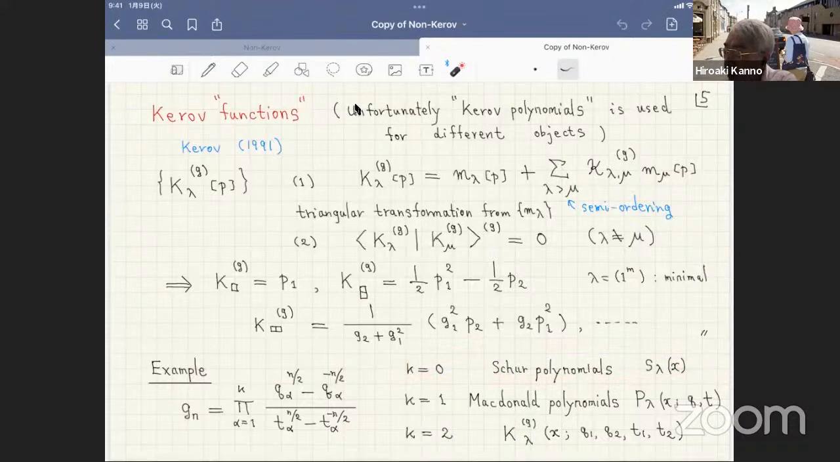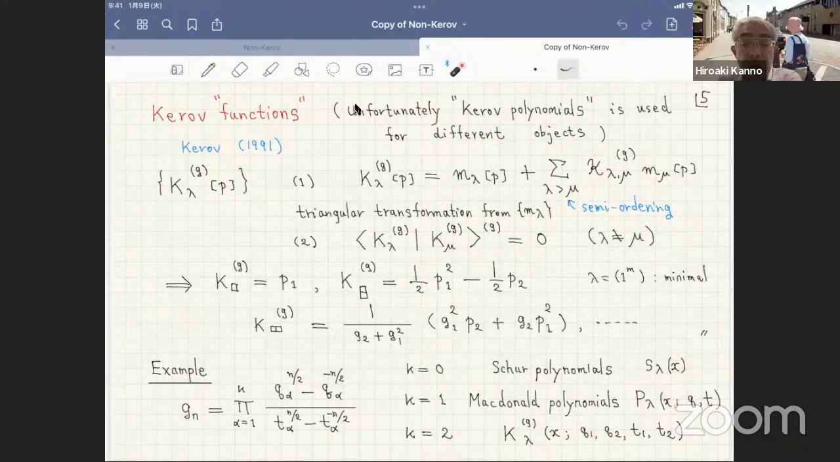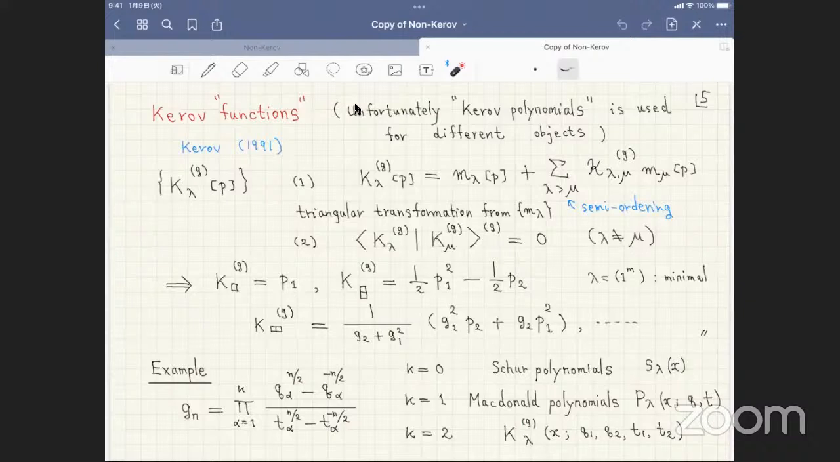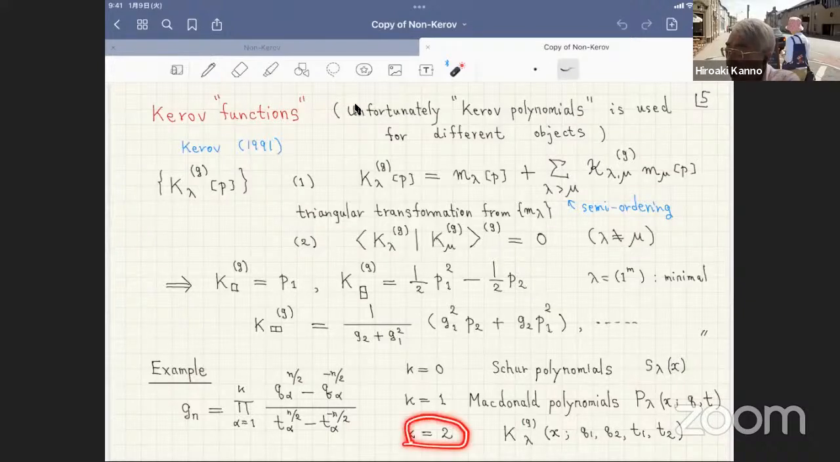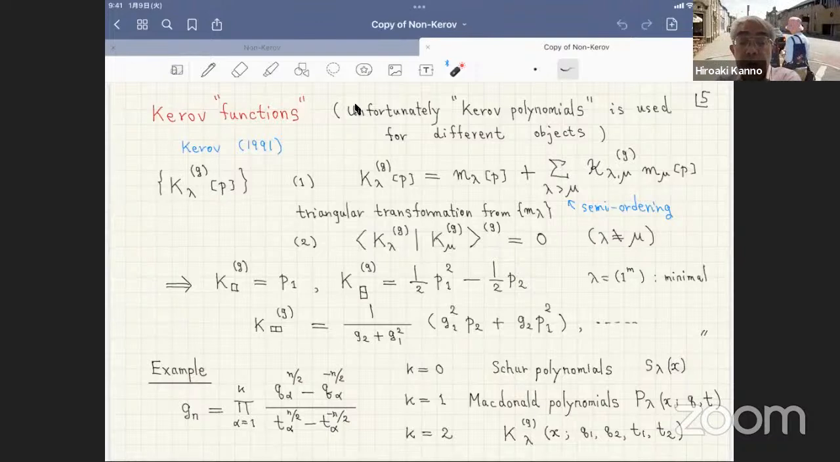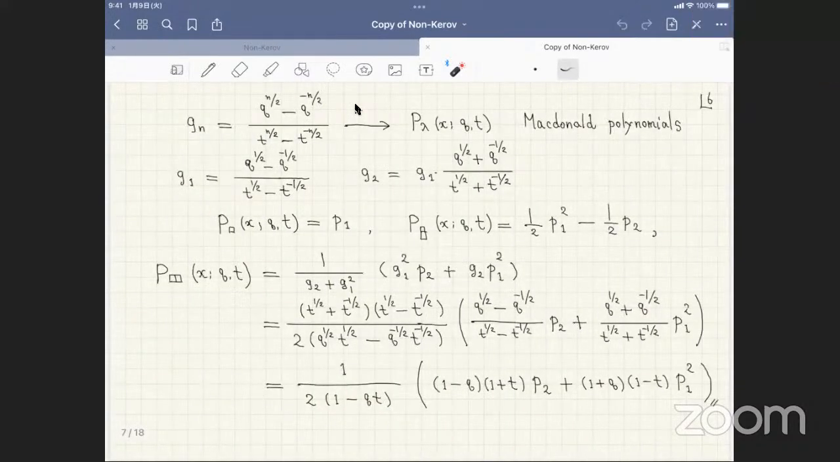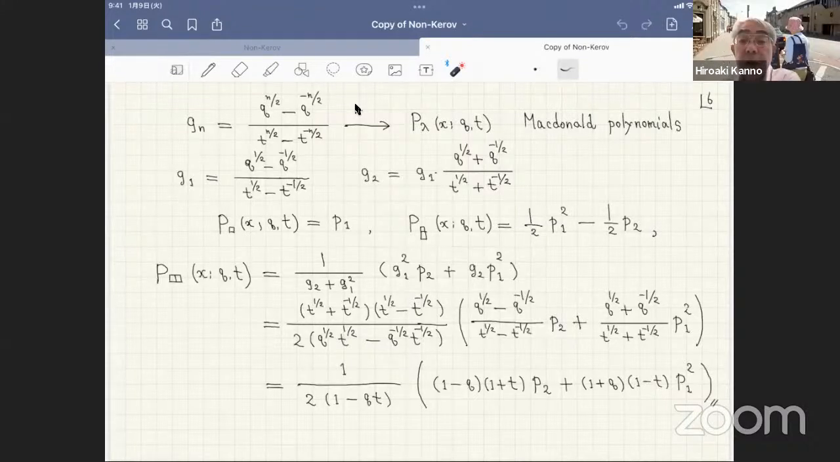And when kappa is 1, we have two parameters Q and T. So this recovers Macdonald polynomials. And if we take kappa 2, 3, 4, then we have more parameters. For example, in the case of 2, we have 4 parameters. So this is, in a sense, the simplest example of Kerov deformation of Macdonald polynomials. Is it clear? So maybe I will skip this part. This is an actual example of Kerov deformation, but let me skip it.